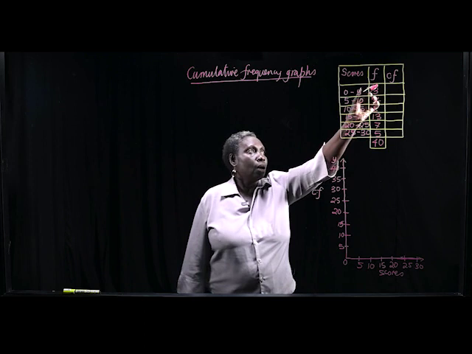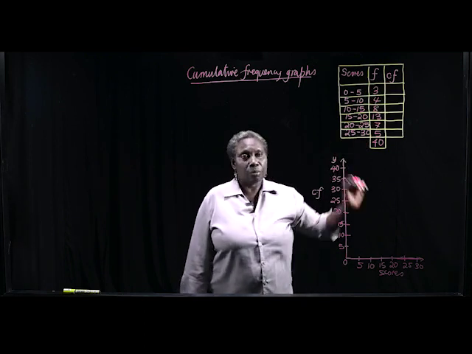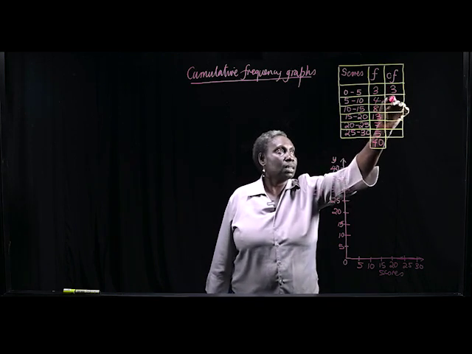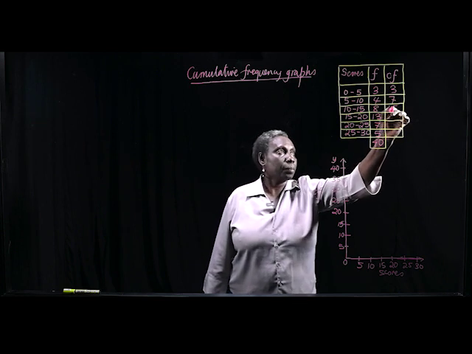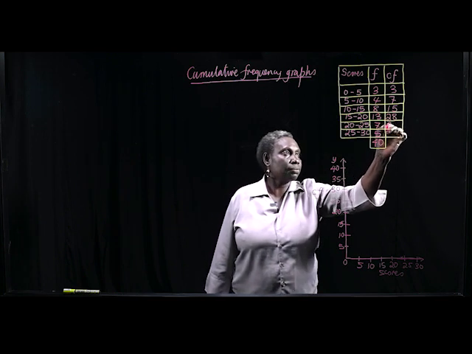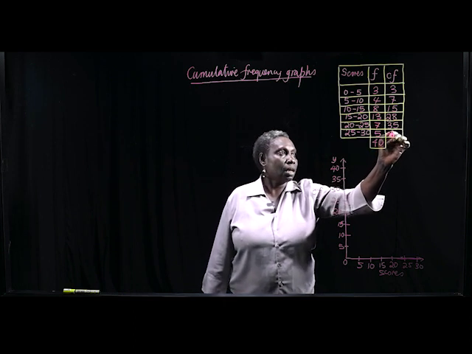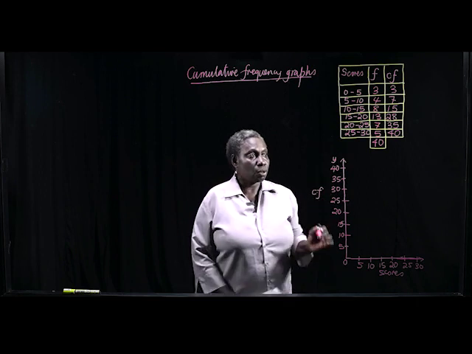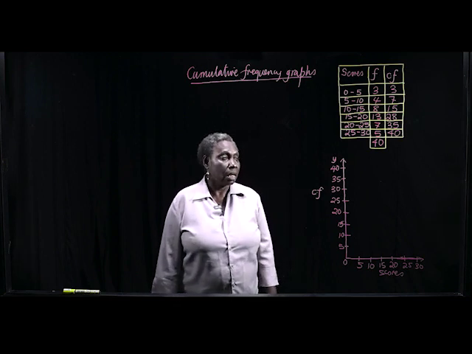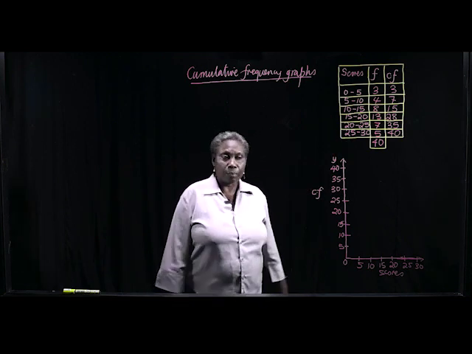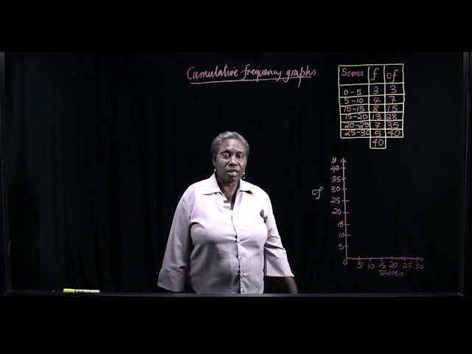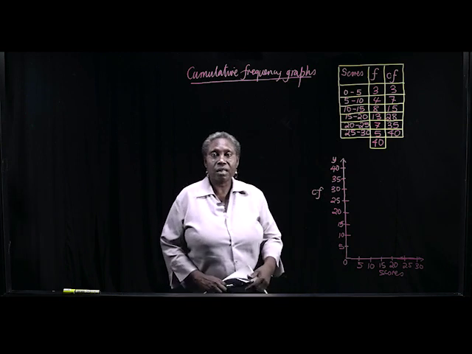Now, I am going to add the frequencies to give me the cumulative frequency. We start with 3, 3 plus 4 is 7, 7 plus 8 is 15, 15 plus 13 is 28, 28 plus 7 is 35, 35 plus 5 gives me 40. So the running totals, or cumulative frequency, end at the total number of frequencies. Many of us are wondering why I have all these numbers. This is very important because I am going to put all these numbers from the cumulative frequency column onto this cumulative frequency graph.